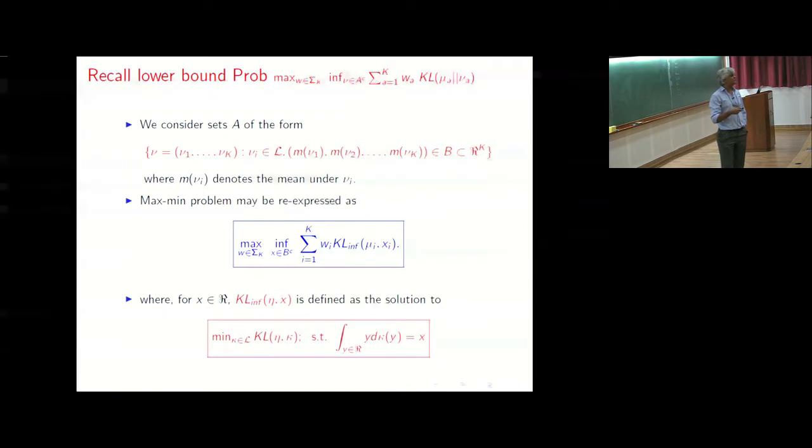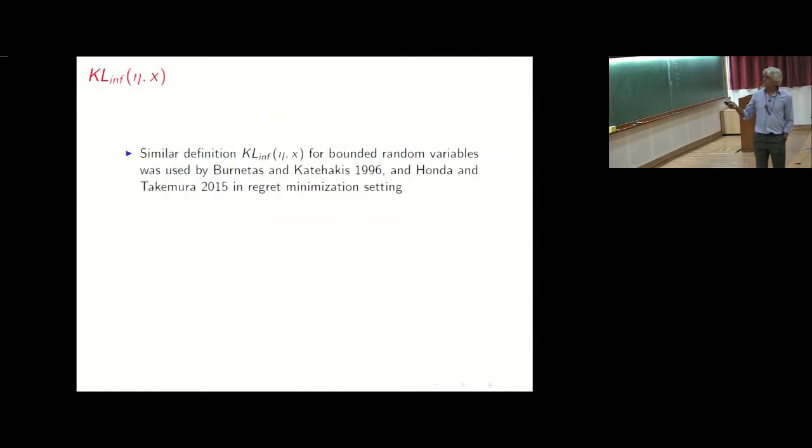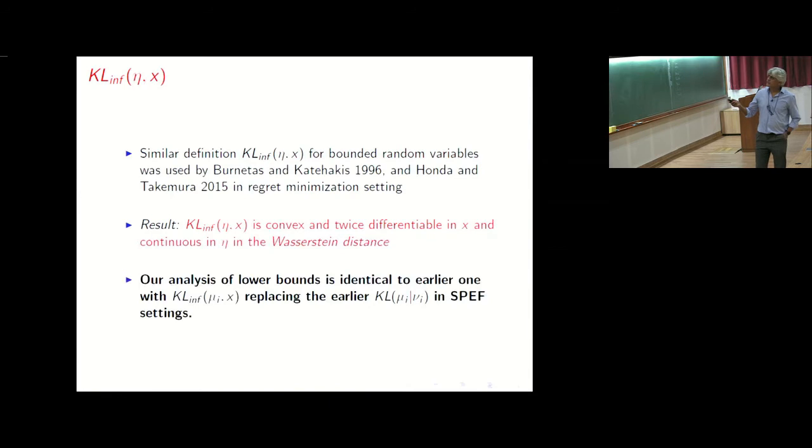What's nice is again that I can use duality and get alternative representations. So that becomes very useful. What's nice about all of this? Let me just say it in the next slide. A similar definition of KL_inf was seen for bounded random variables, not the set that we are looking at, by Burnetas and Katehakis in 1996 and Honda and Takemura in 2015. And they used this in the regret minimization setting. So this definition did exist. What we do show in our general setting is that KL_inf(eta, x) is a convex and twice differentiable function in x, and it's continuous in eta in Wasserstein distance. So it has the nice properties that we are looking for.